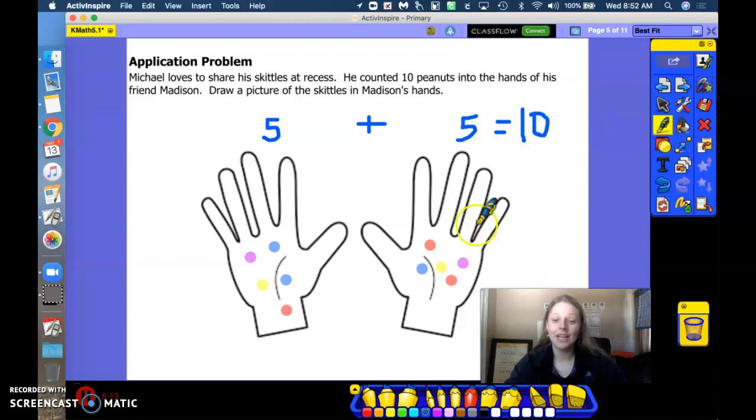Well done. You might have given more Skittles to this hand or less Skittles to this hand. That's totally fine. Just make sure that all together you only have 10.